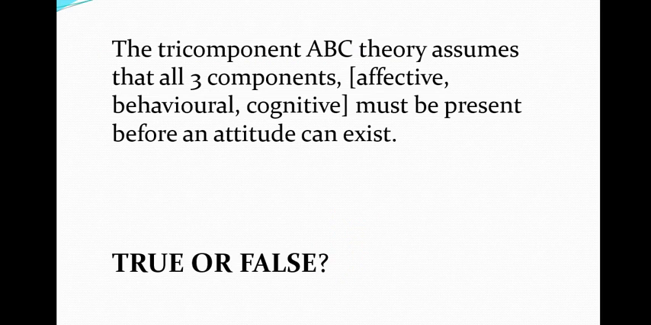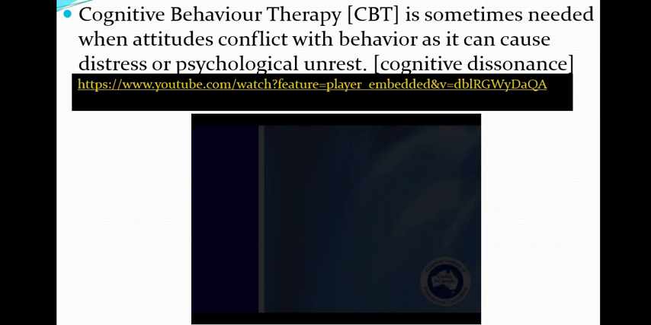I want you to remember that the three-component ABC theory assumes that all three components must be present. True or false? Can you tell me one case where you can have a certain belief, but the attitude is not there? Okay, I think you can. And this is how we're trying to trick it, because this difference between attitude and behavior is creating tension and stress.